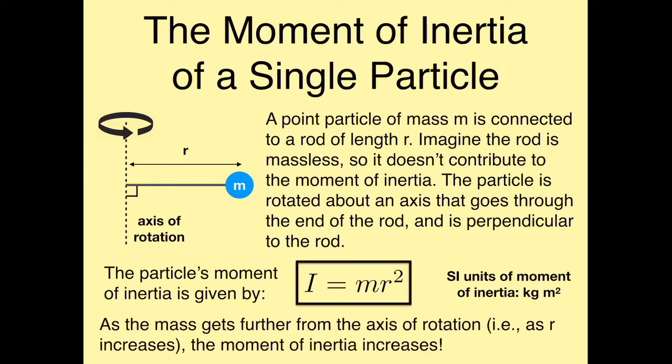And this equation should make intuitive sense if you think about it. As the mass gets further away from the axis of rotation, if we increase r, the moment of inertia is also increasing. That's what this formula is saying. And that should make intuitive sense because if you're holding something out far away from your body, it's hard to rotate it. But if you take that same object and you hold it closer to your body, it becomes easier to rotate it around. So actually, let me show you what that looks like.